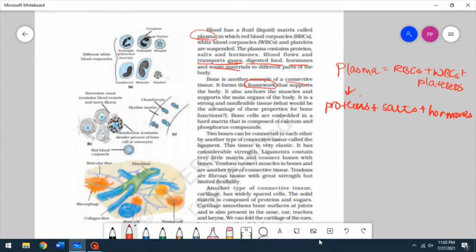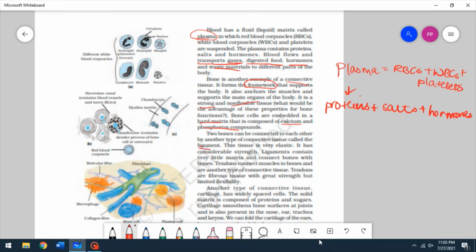So what would be the advantage of these properties for bone functions? It will provide rigidity and strength to the body, which is its primary function. Bone cells are embedded in a hard matrix that is composed of calcium and phosphorus compounds. That is what makes it strong and non-flexible.